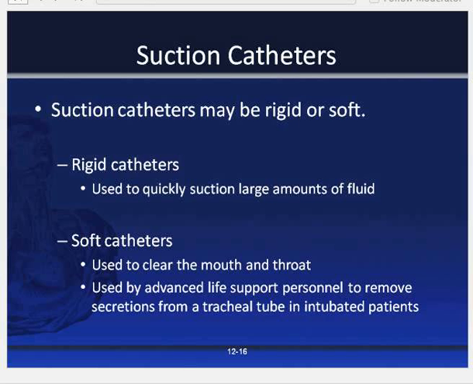Soft suction catheters are called flexible, whistle tip, or French suction catheters. These catheters are used to clear the mouth and throat. ALS personnel may use soft catheters to remove secretions from tracheal tubes in intubated patients. Soft suction catheters are available in many sizes. The inside diameter of a soft suction catheter is smaller than that of a rigid catheter.